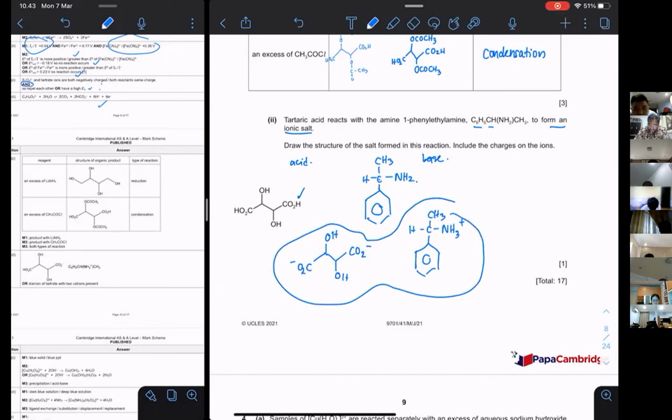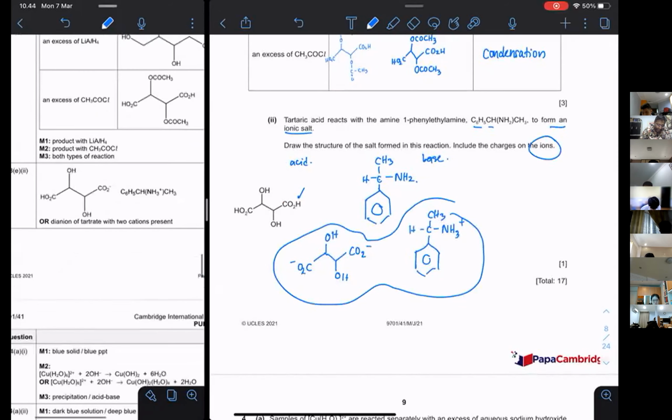They react with 1-phenylethylamine to form an ionic salt. Draw the structure of the salt that forms in this reaction, include the charges on the ions. Yeah, on the ions. So I think it should be a better question. They didn't phrase the question properly. So they want both. Even here, they say they want both. So I just put it over there.